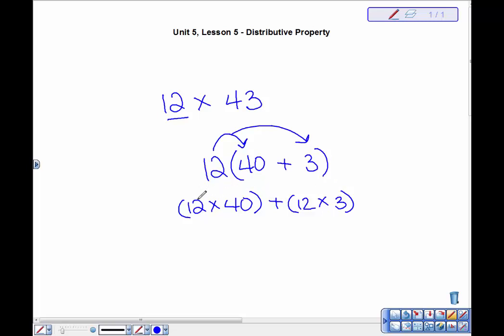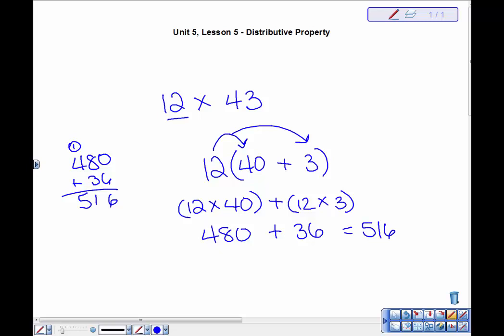Remember, 12 times 40 is the same as 12 times 4, which is 48, plus a 0 at the end. And then 12 times 3 is 36. So 480, let's be careful and not do this in our head. That's how we make simple mistakes. And I get 516.